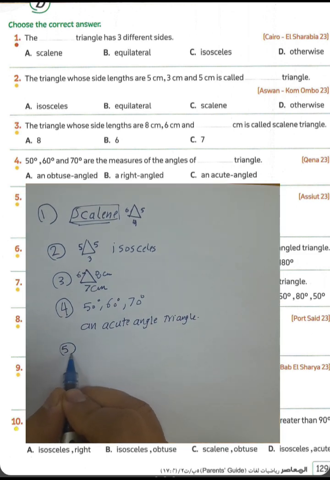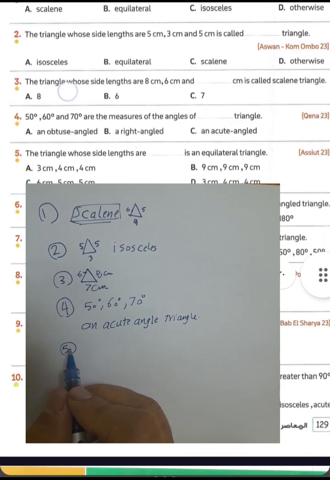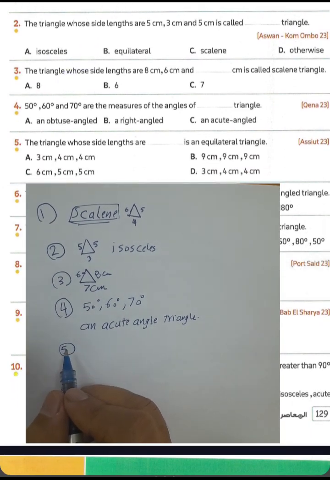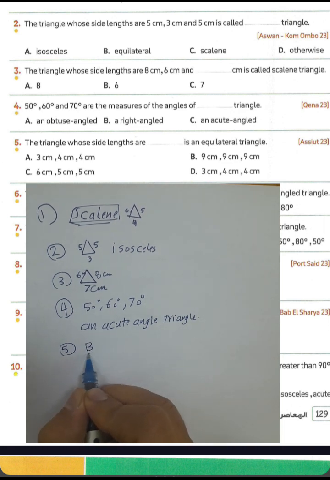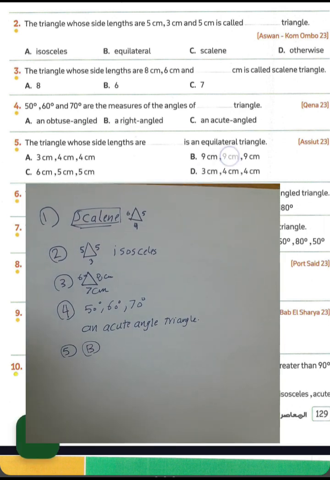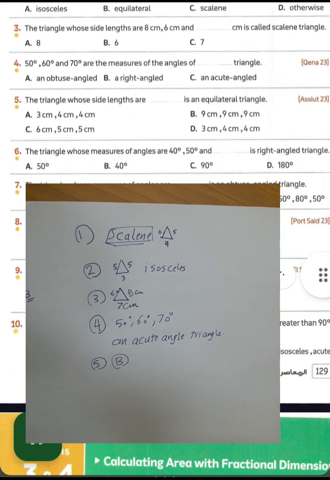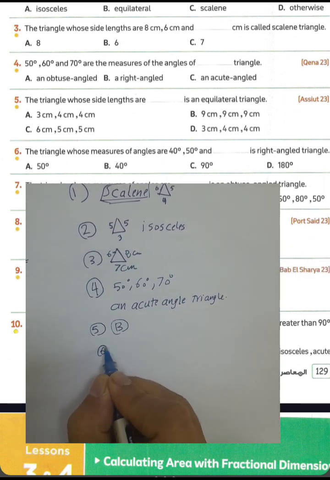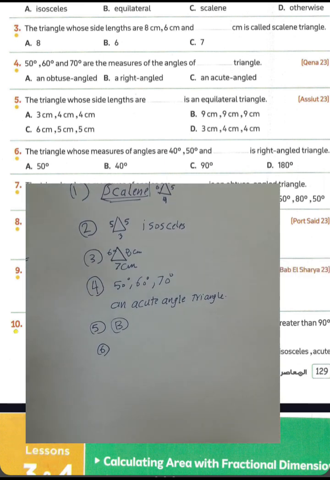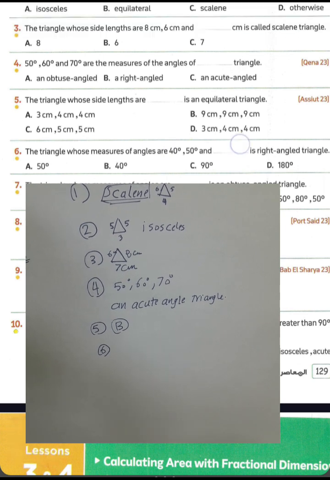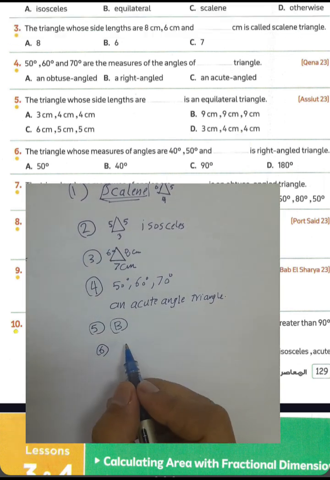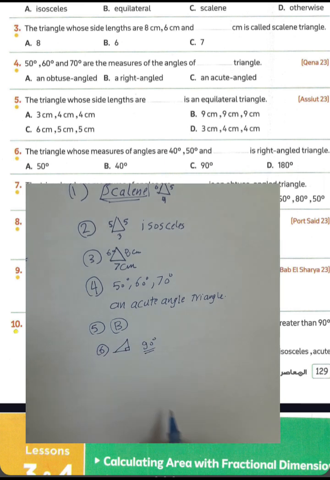Question number 5. The triangle whose side lengths are blank is equilateral. An equilateral triangle has sides equal in length. Choose letter B, 9 centimeters, 9 centimeters, 9 centimeters. We call it an equilateral triangle. Question number 6. The triangle whose angle measures are 40 degrees, 50 degrees and blank is a right angle triangle. We know in a right angle triangle, the measure of the vertex here will be 90 degrees.